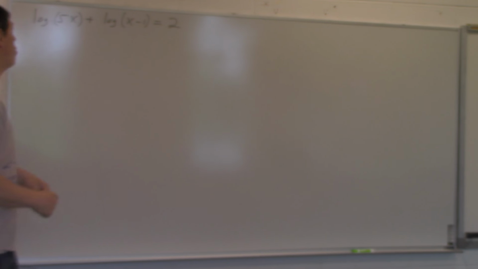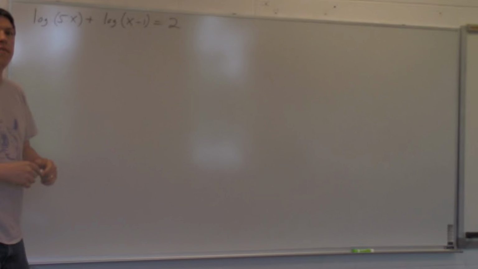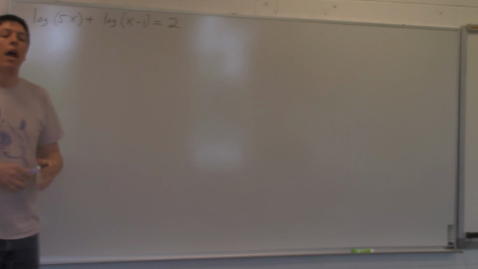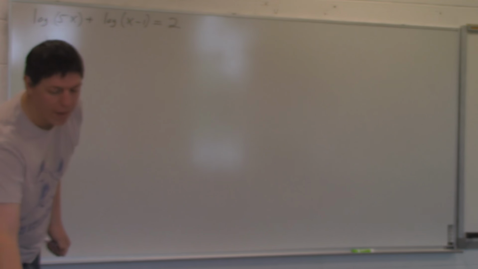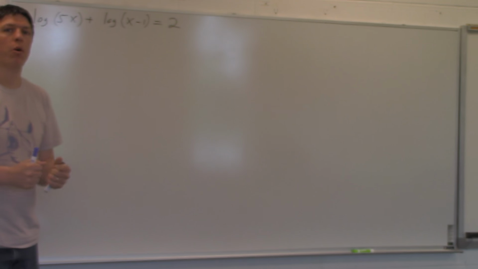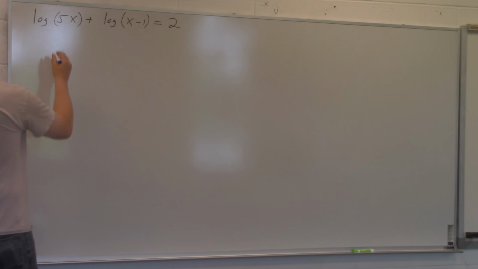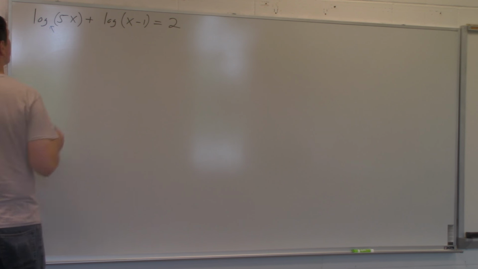Okay, so we have one more logarithmic equation to solve. So I have log 5x plus log (x minus 1) equals 2. And what you might notice first of all about this is that there's two logs in the problem, and you might also recognize that there's no base here.